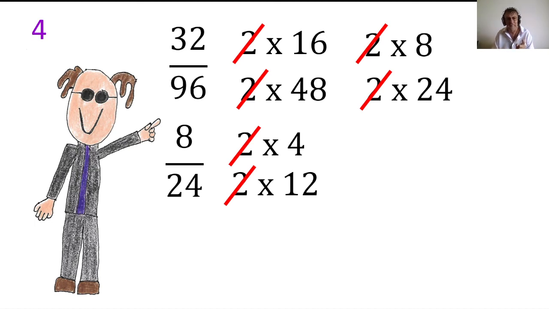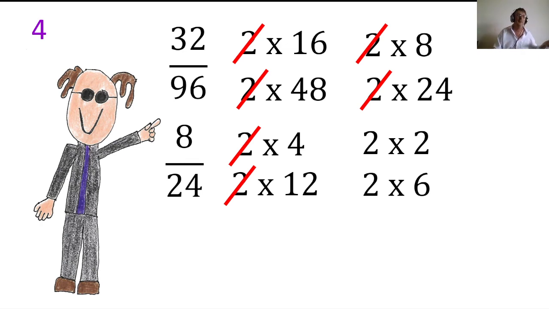But we're not finished. We can see 4 and 12 are both composite numbers. They are both even numbers. So we have to divide by 2 again. 4 divided by 2 is 2 times 2. 12 divided by 2 is 2 times 6. So, any common factors? Yes, teacher, 2 and 2. Cancel them out.